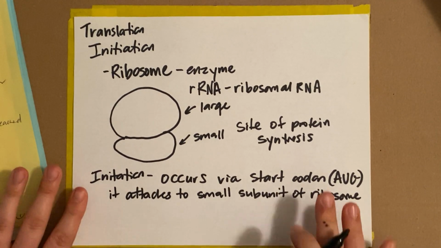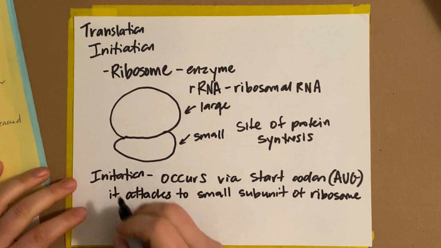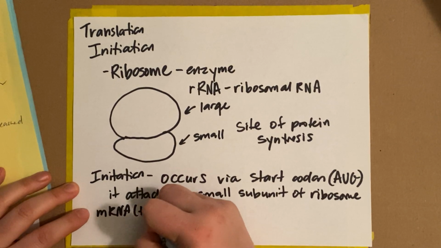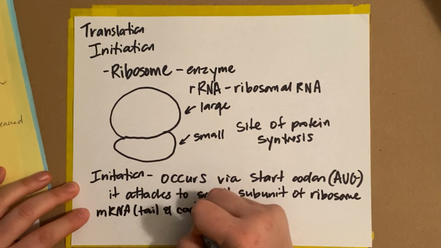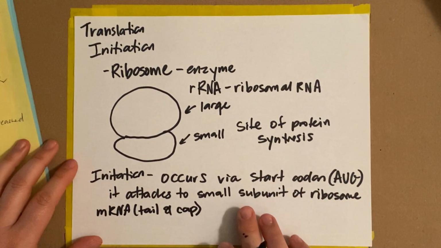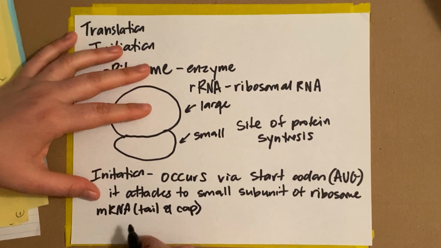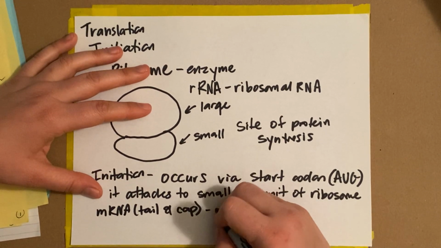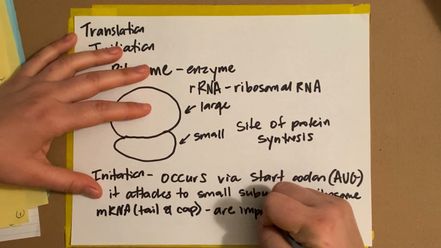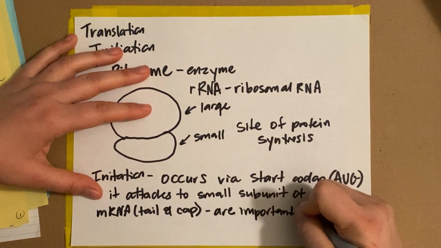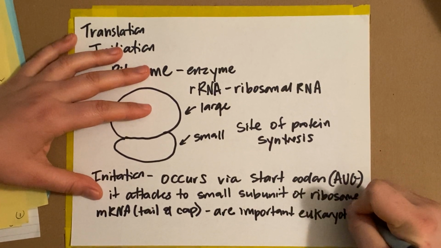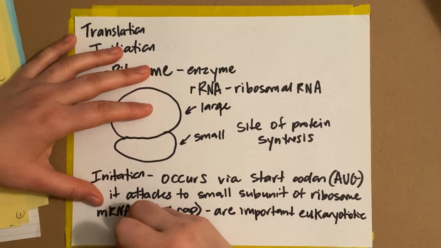Okay, and part of this whole thing is going to be that the mRNA with its tail and cap are going to be very important in having the two parts find each other. Okay, so the mRNA tail and cap are important. In eukaryotic, so this is going to be different in different groups, but in the eukaryotes, eukaryotic initiation factors.